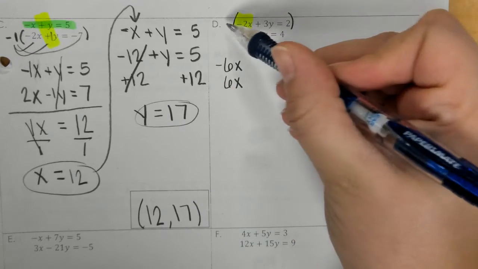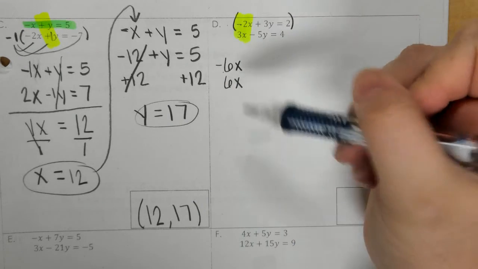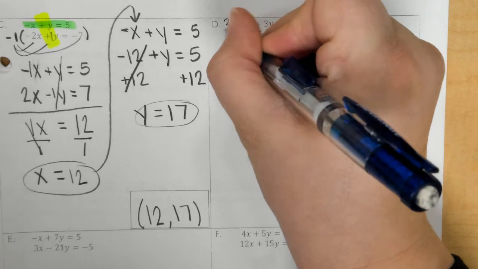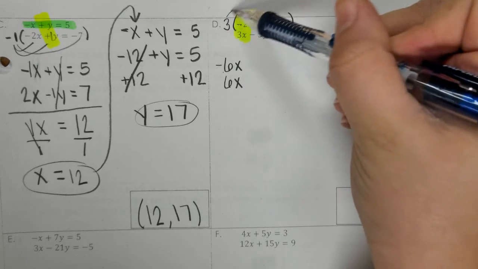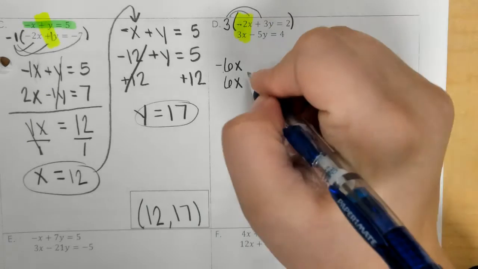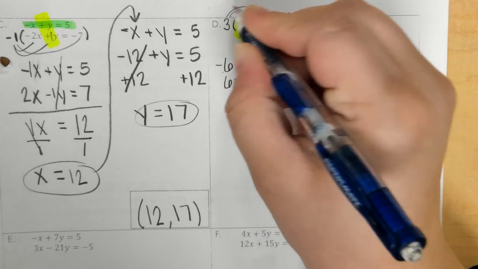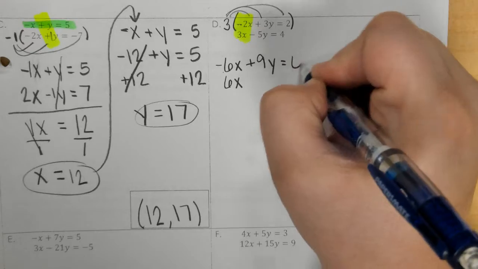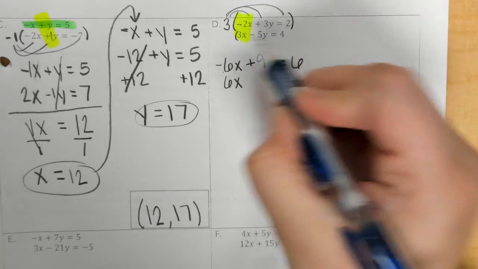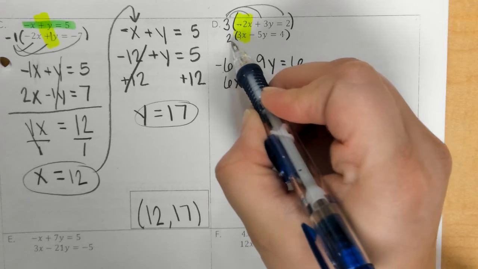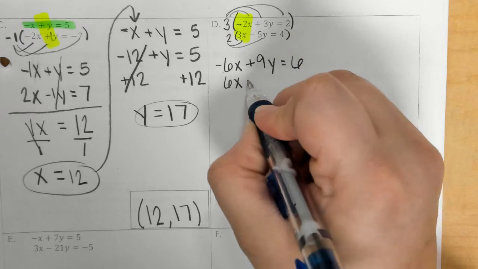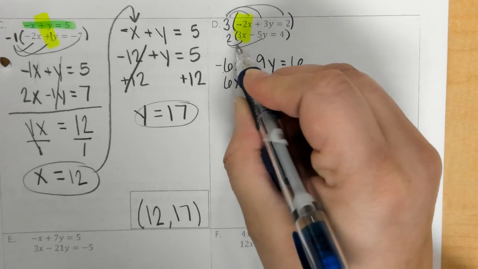So at the top, what times negative 2 is negative 6? Positive 3. And check it. 3 times negative 2 is negative 6. 3 times 3 is 9y. And 3 times 2 is 6. Okay, at the bottom, what times 3 is 6? That would be 2. And then go ahead and distribute that 2 to everything else.